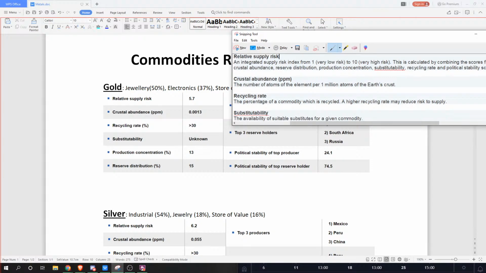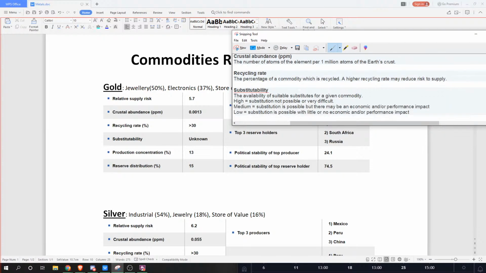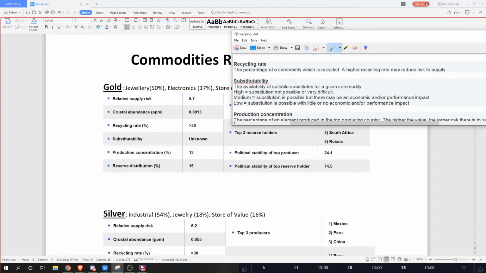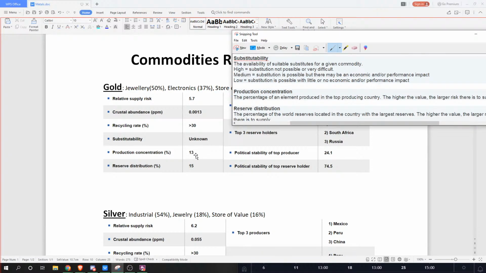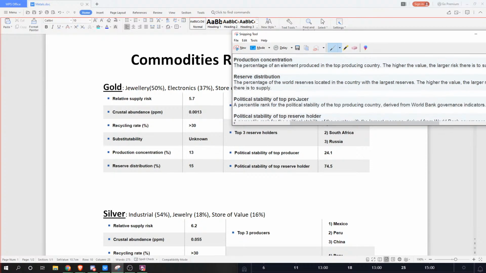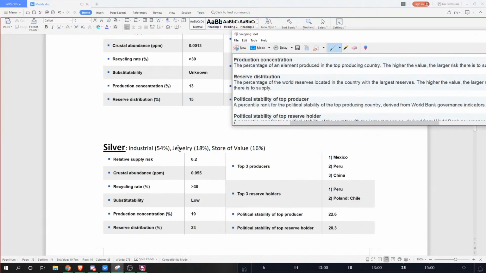Recycling rate is a percentage of a commodity which is recycled. It's over 30% for gold. The ability to substitute gold, it says, is unknown, although we will look at other metals and see the ability to substitute one metal for another. Production concentration is a 13, so it's not too at risk in terms of gold. And then reserve distribution is at 15, which is also very low. Now let's look at silver.